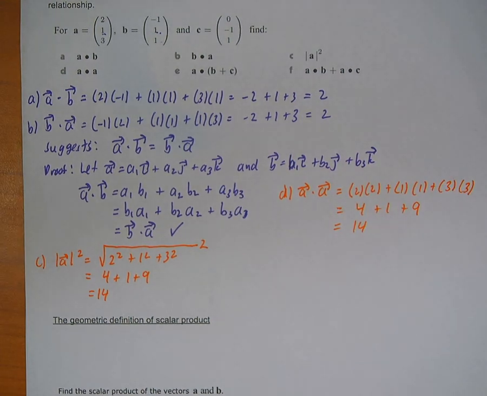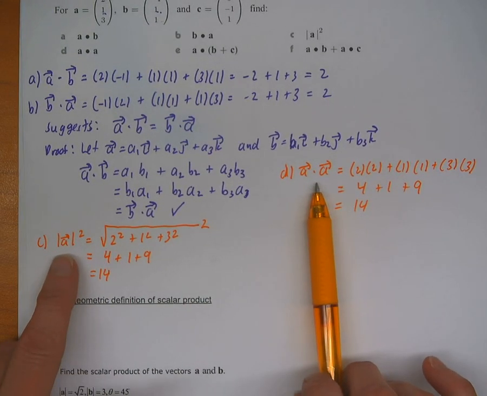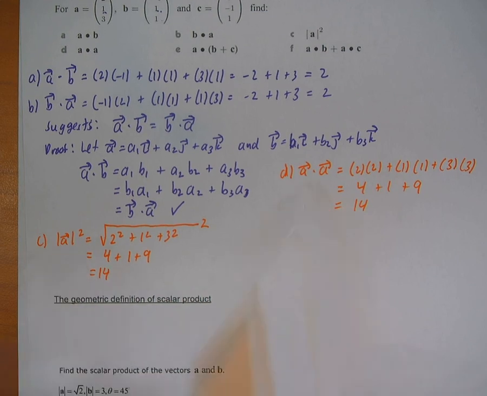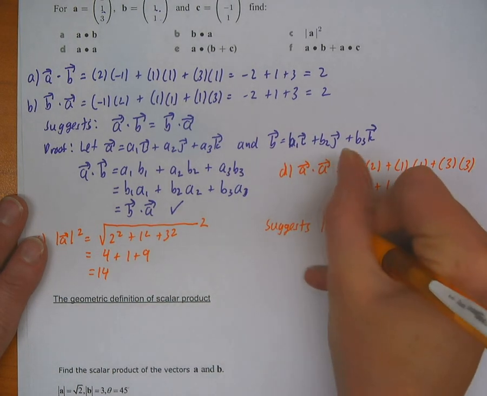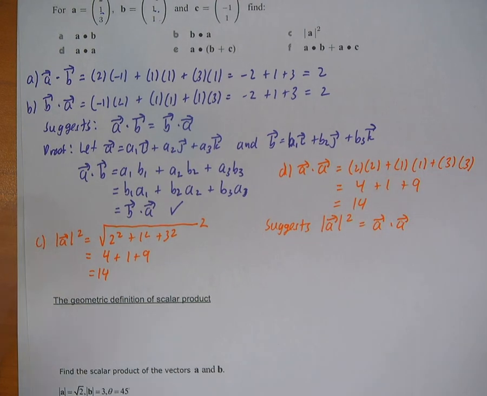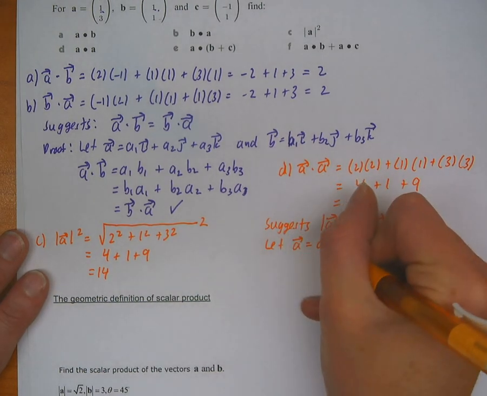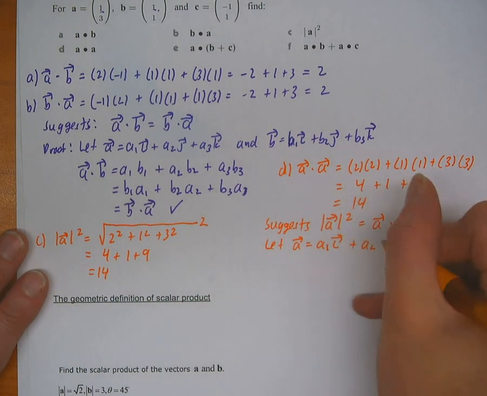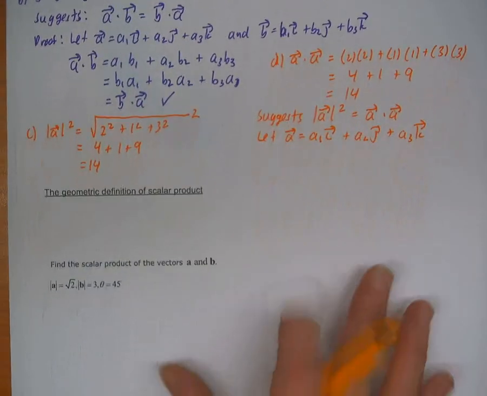So it does seem to suggest that these two things, the magnitude of vector A squared, would be the same as A dot A. That's our suggestion. So this suggests the magnitude of vector A squared is the same as A dot A. So we need to prove that. So again, we need to start off by saying let vector A be A1 i plus A2 j plus A3 k. We need to establish what vector A is.